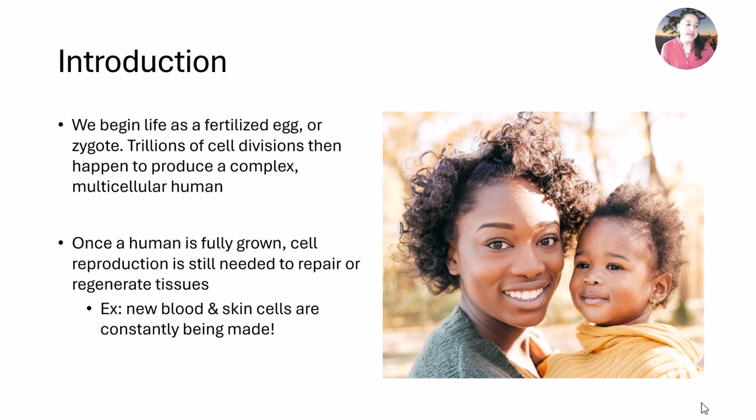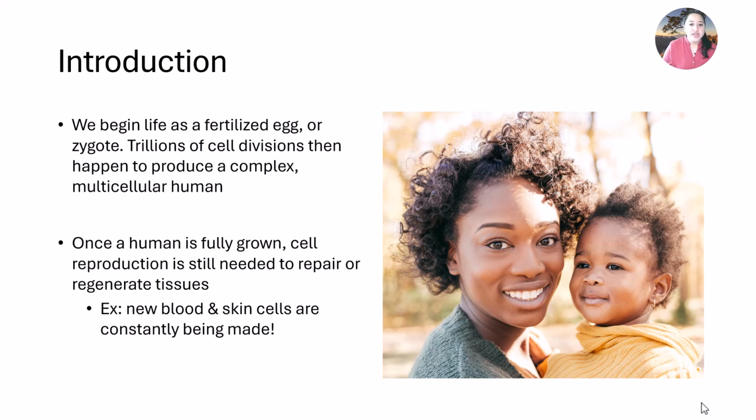So to begin, we begin life as a fertilized egg, or what's called a zygote, which is just the word for this fertilized egg. When it's fertilized, it's one cell. Eventually that one cell has to divide to become a whole multicellular complex human. And so how does that happen? Through a lot of cell divisions.